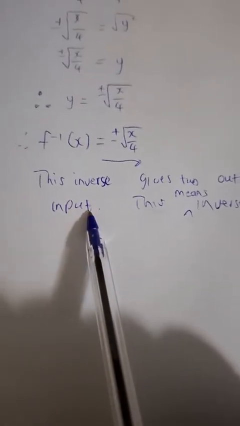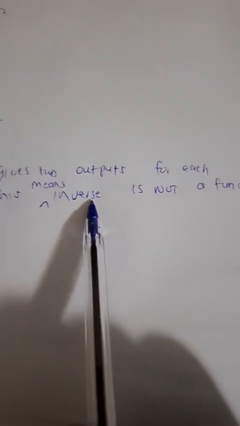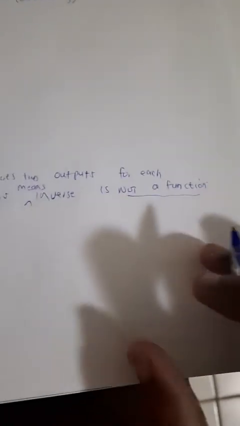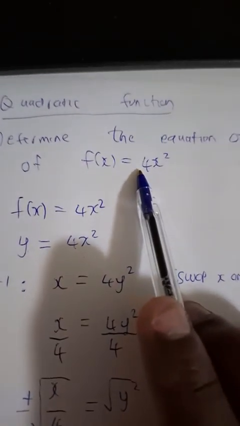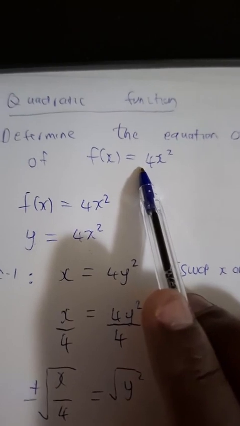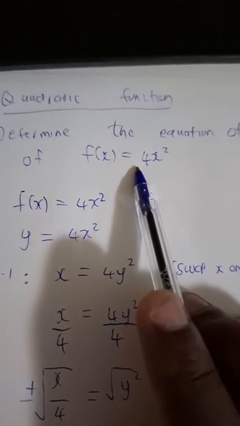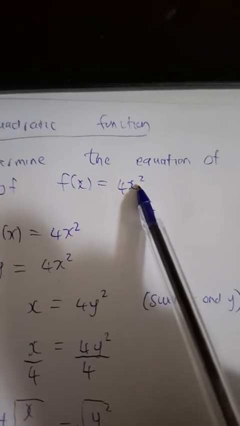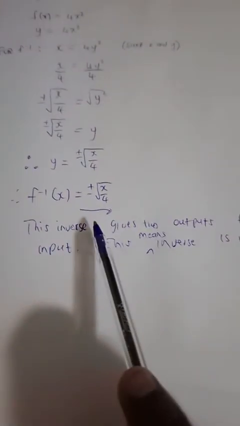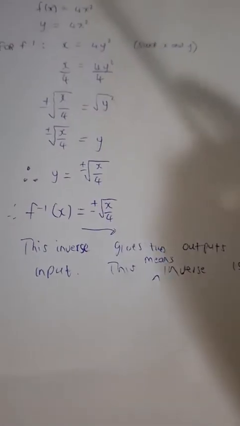For each input, okay, and this means that the inverse basically is not a what? Is not a function. So that is why for a parabola function or a quadratic function, we usually speak about restricting the domain of the function, because it's only when we restrict the domain of the original function that we are able to express the inverse of that function as actually being a function.